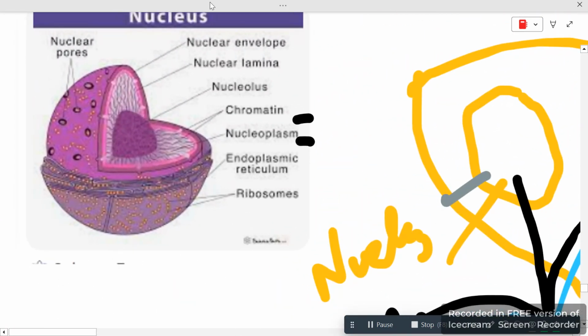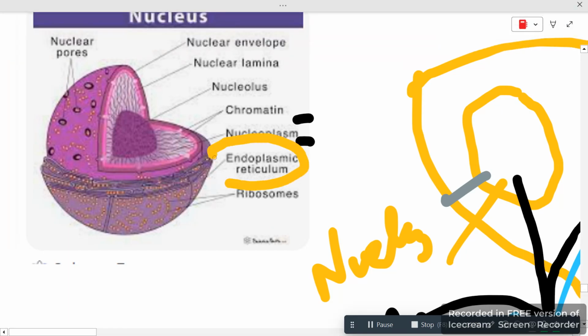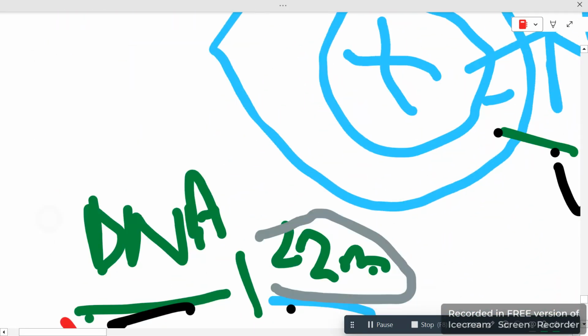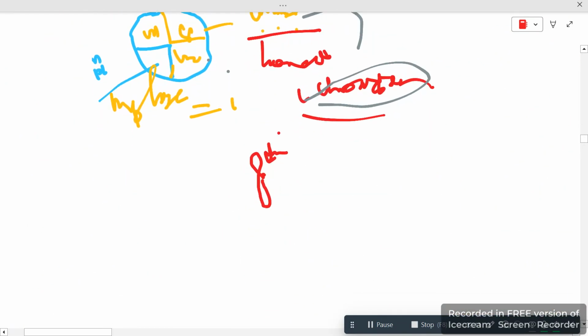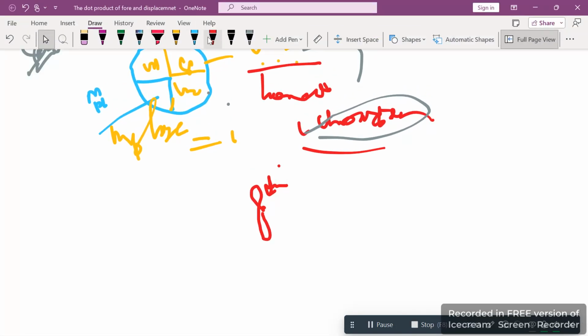You can look near the nucleus. Here you have this structure from here to here. So what is that? That's the ER, endoplasmic reticulum. Let's discuss what that is.